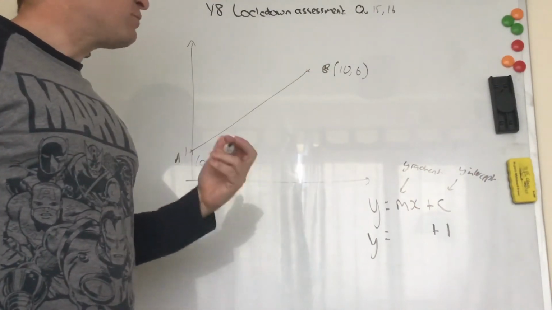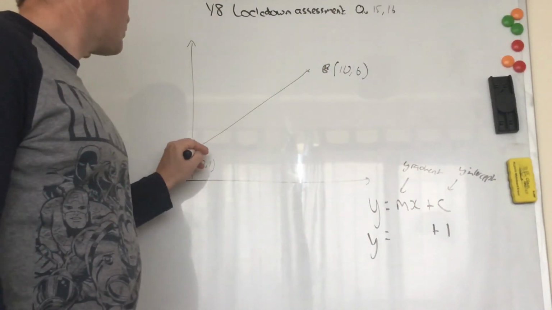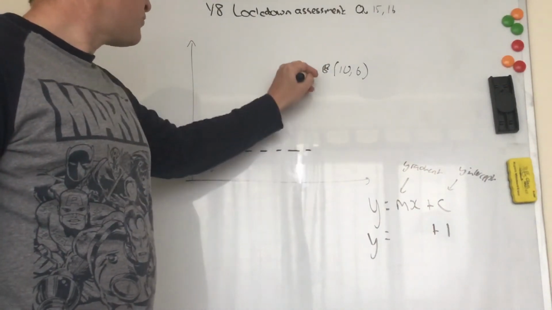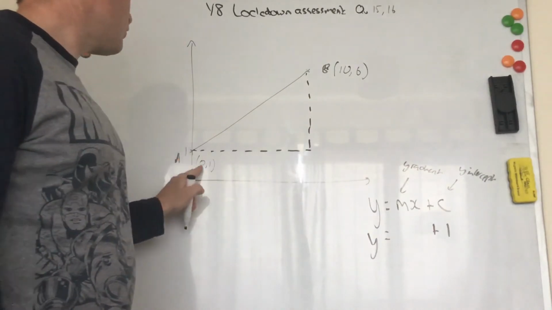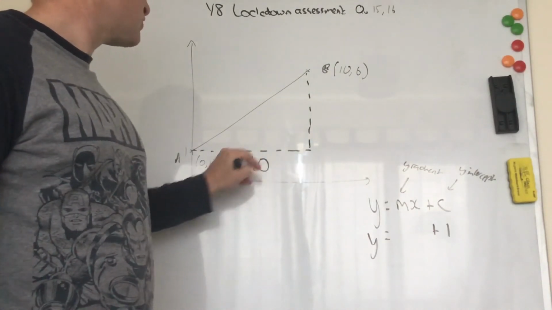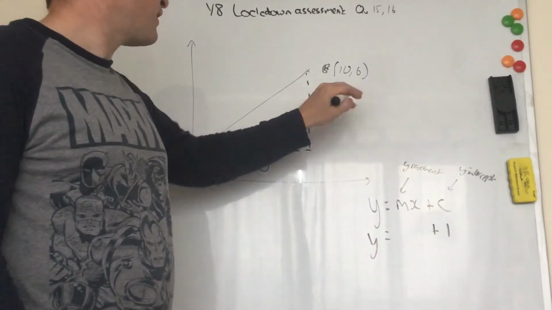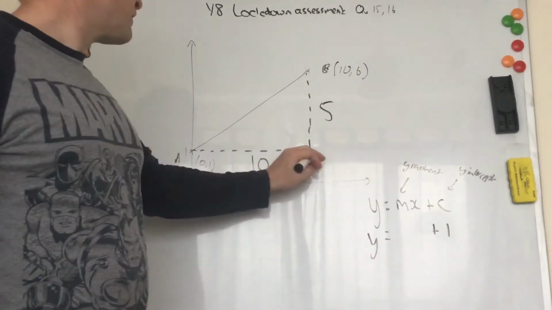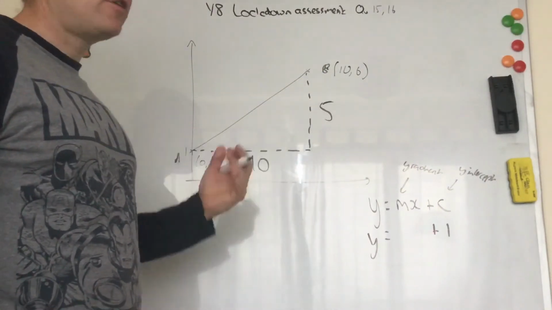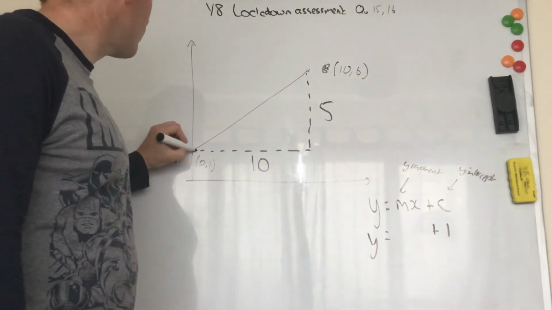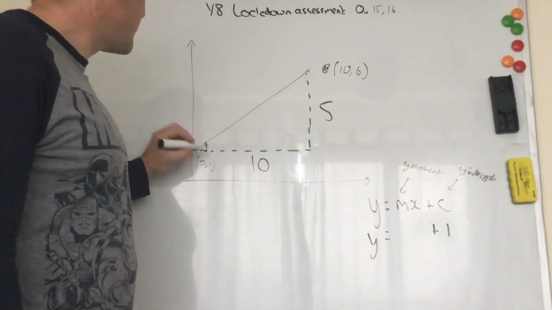Okay, so the gradient is how much it goes up for every 1 we go across. When we're going from A to B, we have to go across from 0 to 10. So it's going across 10. And it's going up from 1 to 6, so that's going up 5. So for every 10 we go across, we're going up 5. So how do we work out how much we go up for every 1 we go across? We have to scale it down.